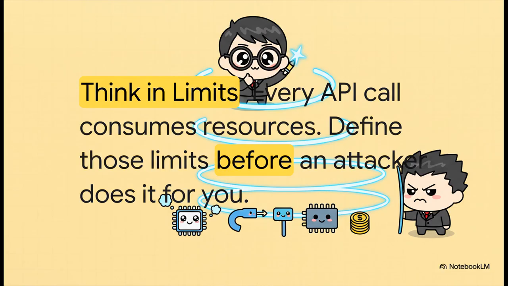That's it. Every single call to your API consumes something. It consumes CPU cycles, it consumes memory, it consumes bandwidth, and a lot of the time it consumes actual real money. Your job as the person building or defending this system is to define what those limits are. Because if you don't, I promise you, an attacker will be more than happy to define them for you.